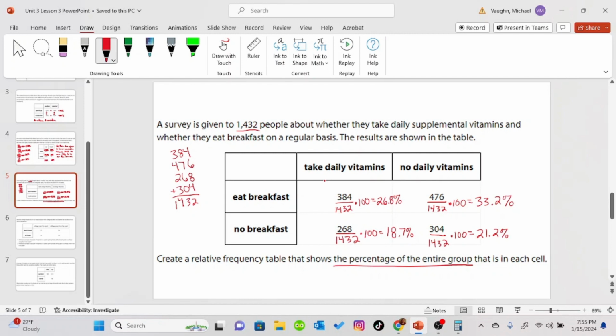So this would be a relative frequency table. You just take each of the raw number totals and you turn them into a percentage. In this case, a percentage of the entire group. So that all four percentages add together to equal 100% of all possibilities.